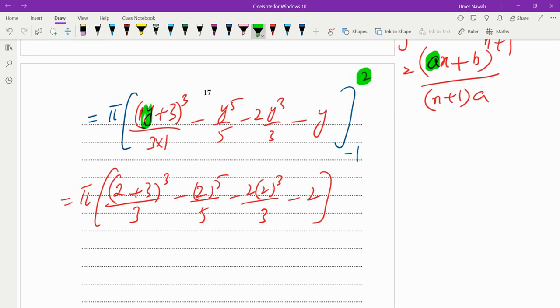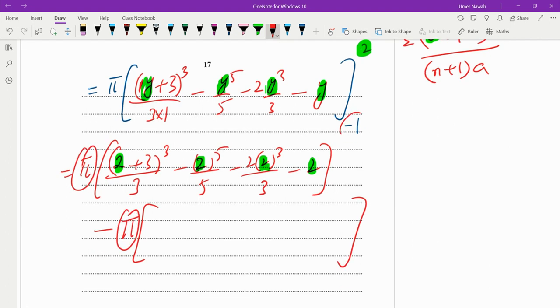Here you go. Now to write the lower limit, oh guys, write the pi here and pi here. Okay. Now what is my lower limit? Minus 1. So I'm going to write here minus 1 plus 3 over 3, minus 1 raised to 5 over 5, minus 1 cubed over 3 and minus 1.